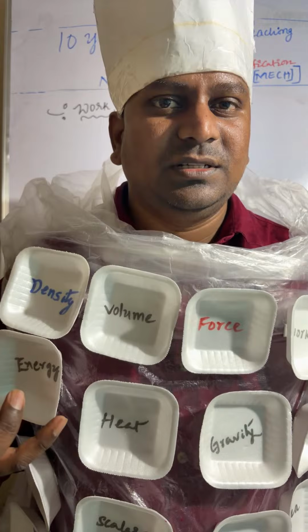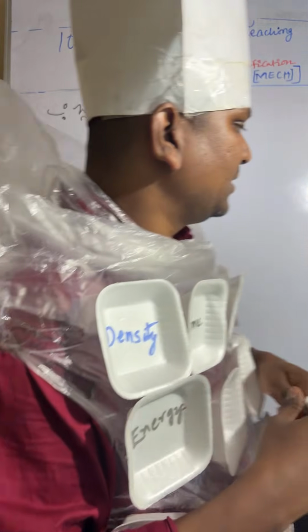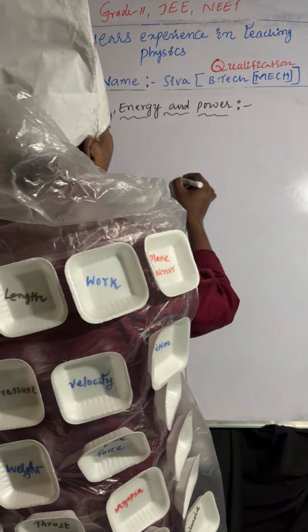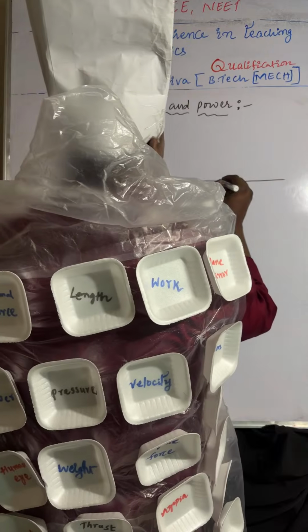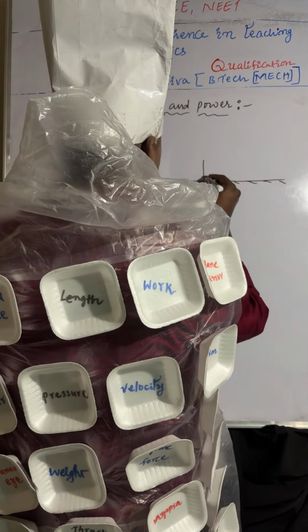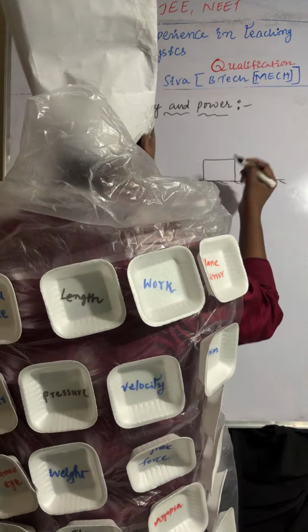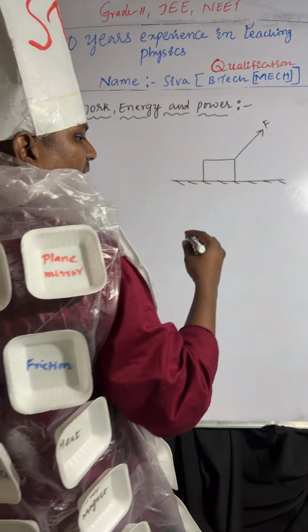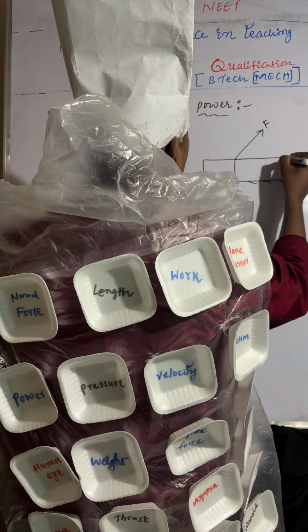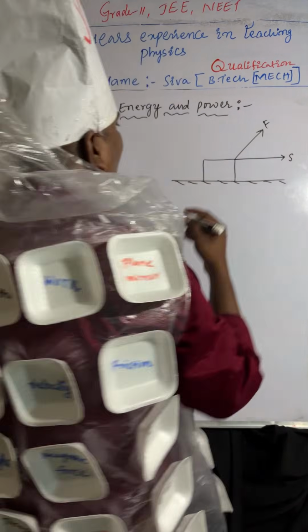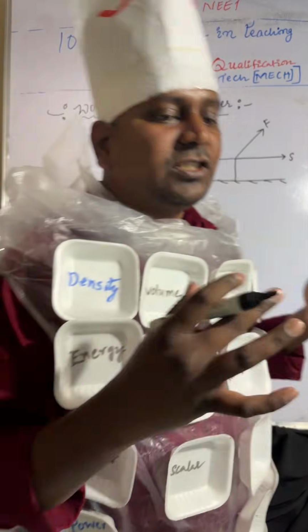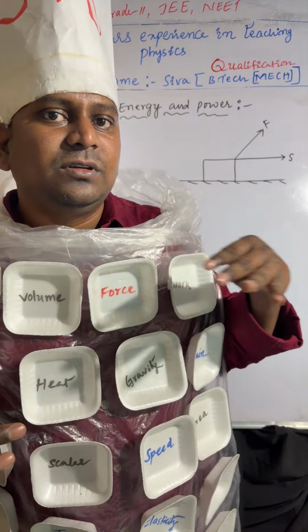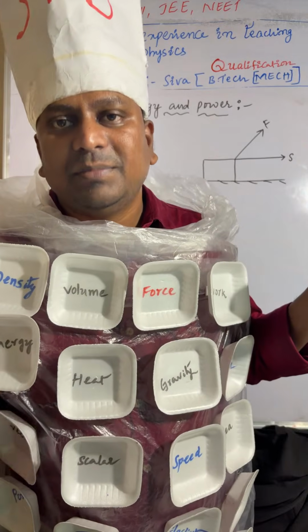What is positive work? Here you can observe. I am taking the surface, like we can take the ground. This is the object. I'm applying force like this. This is F, the force applied on the object. The object is moving along the horizontal direction. When we apply force on the object, it moves horizontally. That's the example of the table.